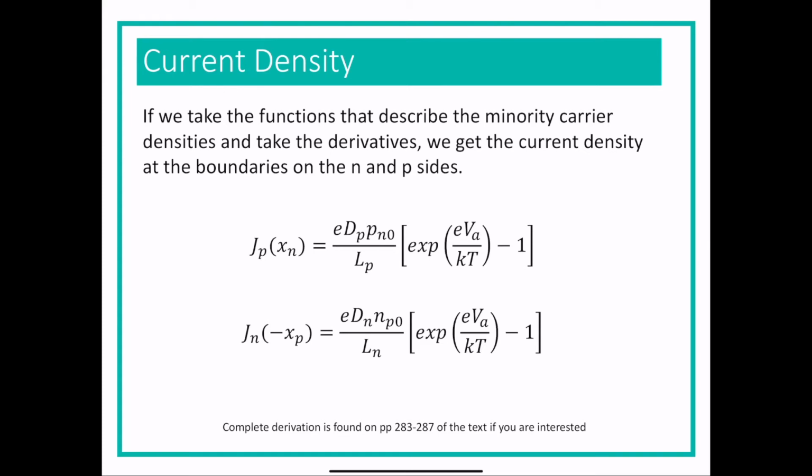There is a complete derivation in the text. You can go look at it if you want, but this is what you end up with, and you can certainly see how that relates to what we've just been doing. So the current density related to the holes has one equation. The current density related to the electrons has another one. And then the total current density is just the sum of the two.